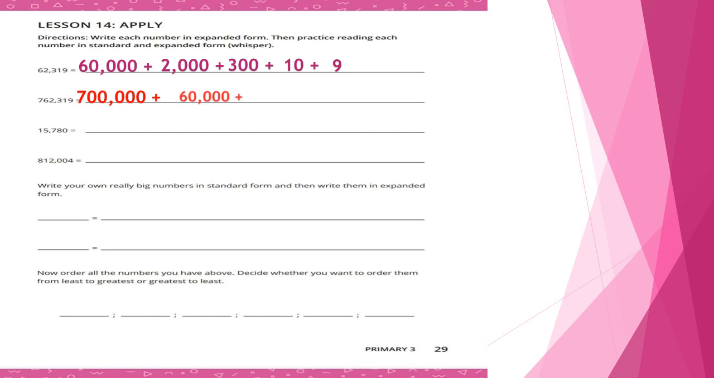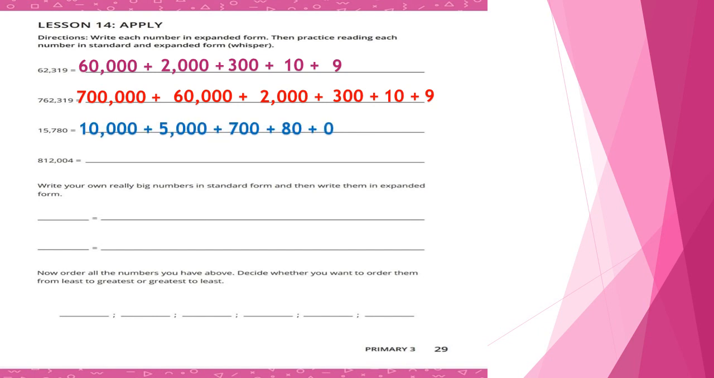762,000, so we write 60,000. We write 60 and put 3 zeros. 762,000, we have here also 2,000, plus 319 plus 300 plus 10 plus 9. Number 3, 15,780. So we will write 15,000. We will put 3 zeros to the number in thousand. We write 10,000 plus 5,000 plus 700 plus 80 plus 0. We have here 0 in ones.